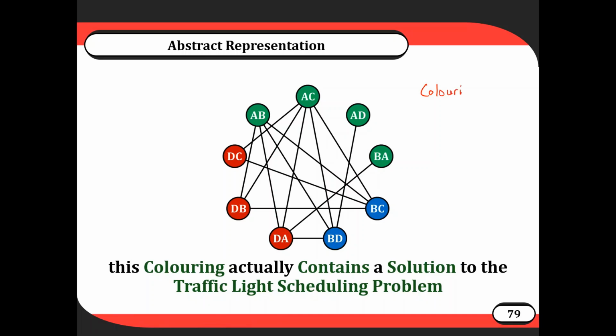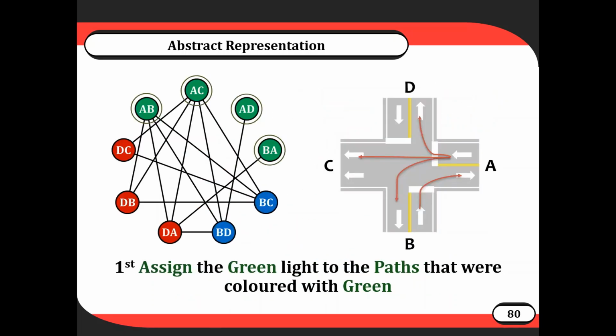You don't have to remember this right now, but we will get into graphs later in the semester. So this is a coloring of our graph, and it actually not only tells us which paths we can green light at the same time without danger of collision, but it also gives us a schedule, right? So we can start with all the green paths, and we can green light those first. So we have AB, AC, AD, and BA all green, and here we can see in the diagram all of them are represented, and none of them potentially collide with one another. So we can green light all of those at once.